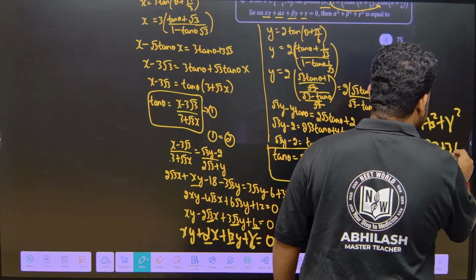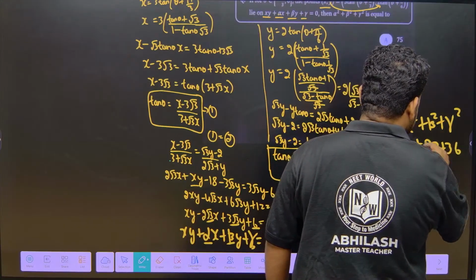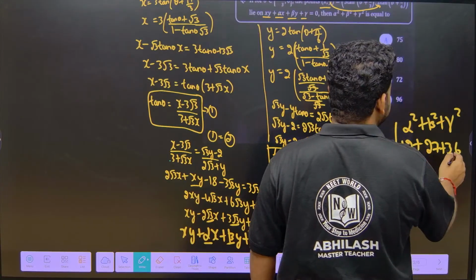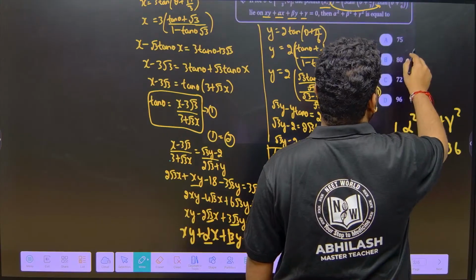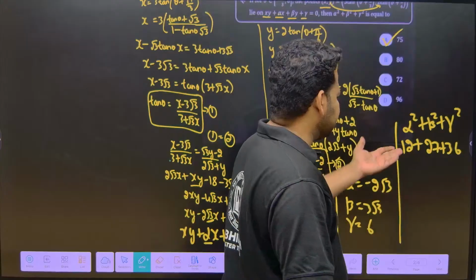So look at the unit digit. 7 plus 6 is 13. That is 3. 3 plus 2 is 5. So in the unit digit we are getting 5. The only option that has unit digit as 5 is option A. We can go directly like this. Otherwise let us calculate directly also.